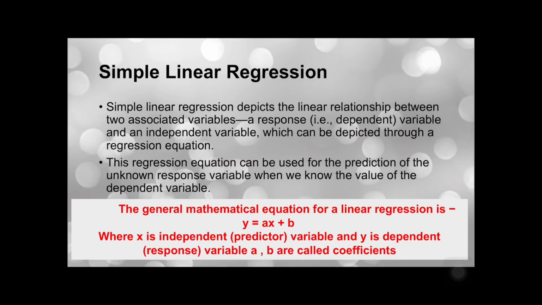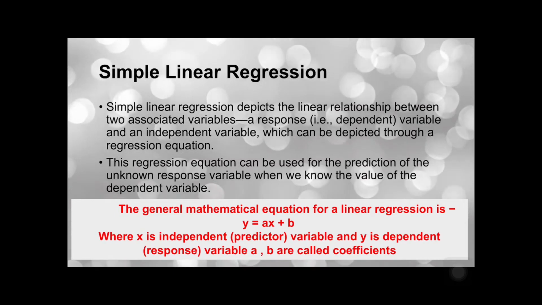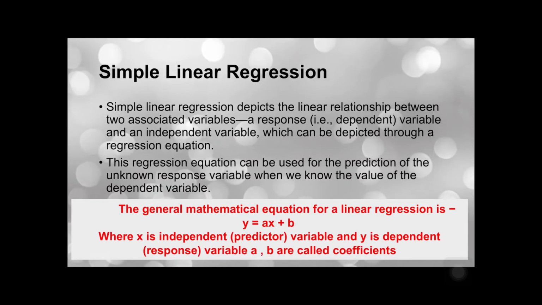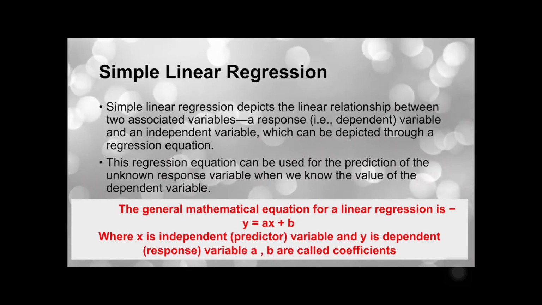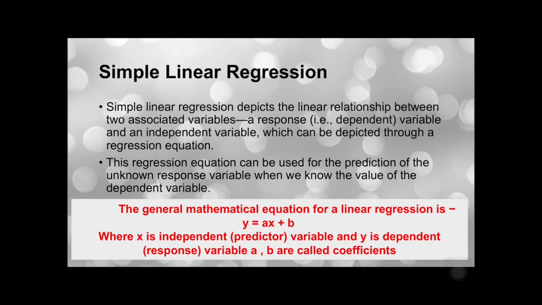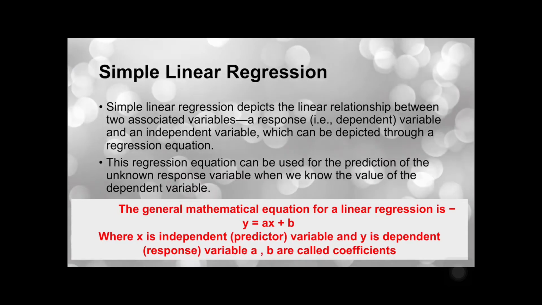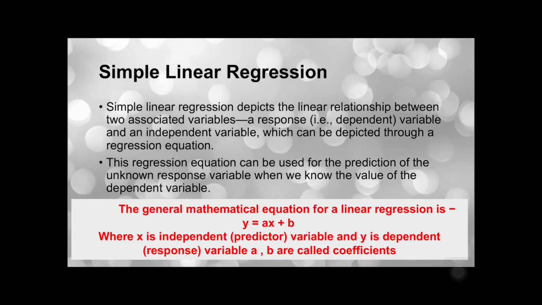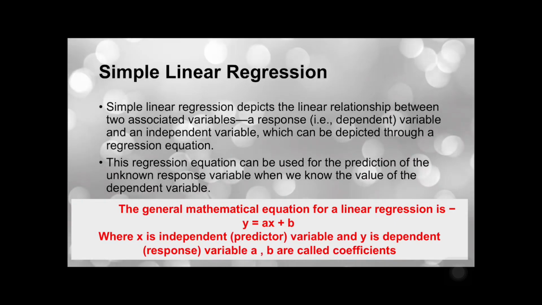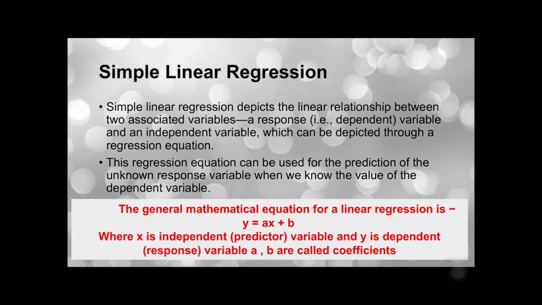Simple linear regression depicts the linear relationship between two associated variables, a response that is called the dependent variable and an independent variable, which can be depicted through a regression equation. This regression equation can be used for prediction of the unknown response variable when we know the value of the independent variable. The general mathematical equation for linear regression is given by y = ax + b, where x is the independent variable and y is the dependent variable, and a and b are called coefficients.